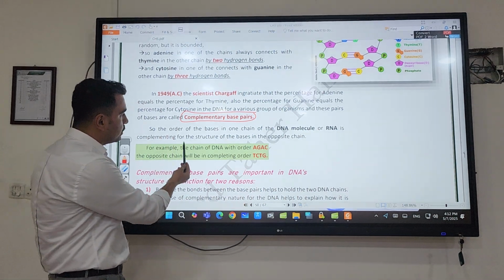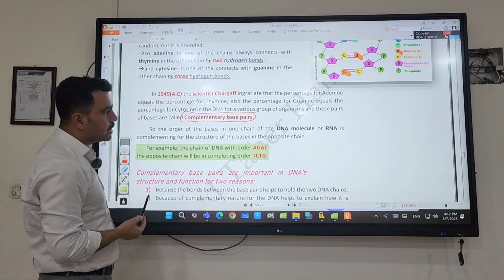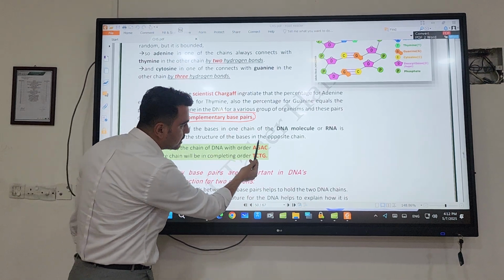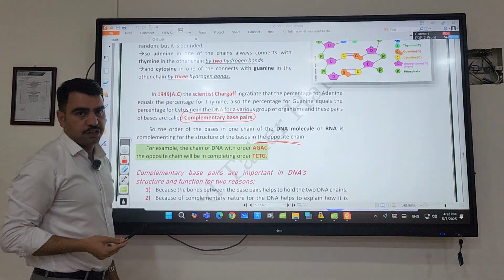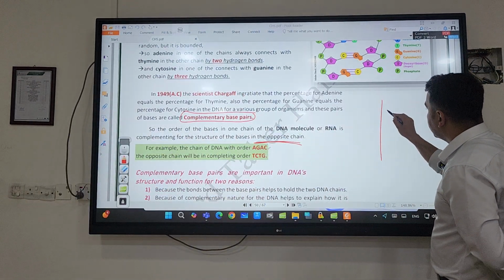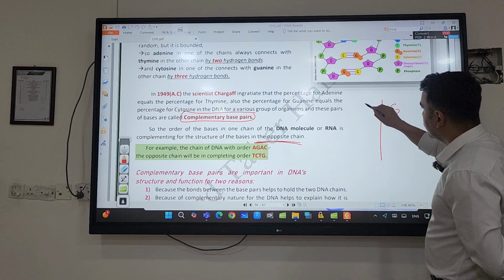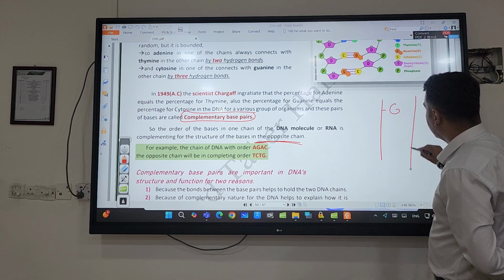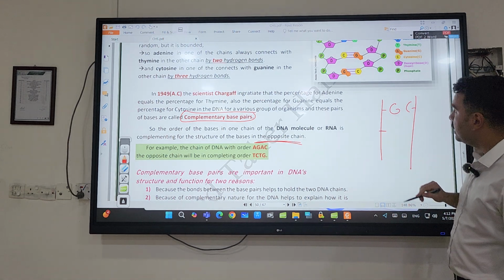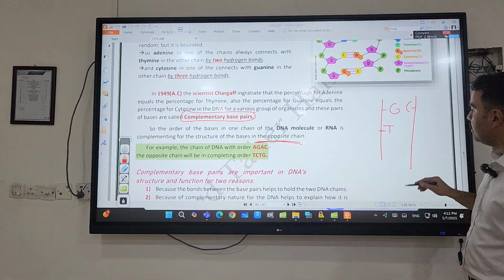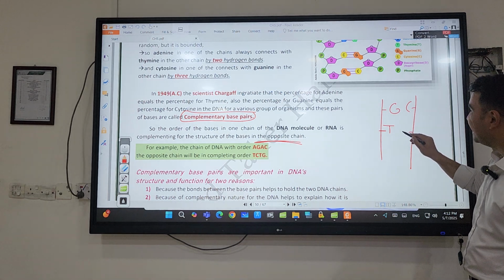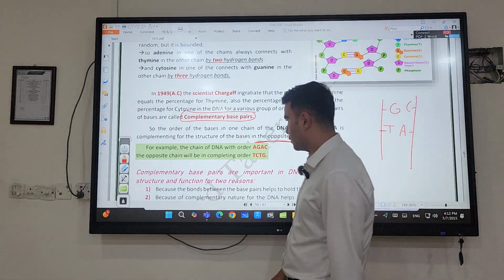So the order of the bases in one chain of a DNA or RNA molecule complements the structure of the bases in the opposite chain. It means that always, when there is guanine, the one opposite guanine is C. Always, if we have thymine, there should be what? Adenine, isn't it? This is important.